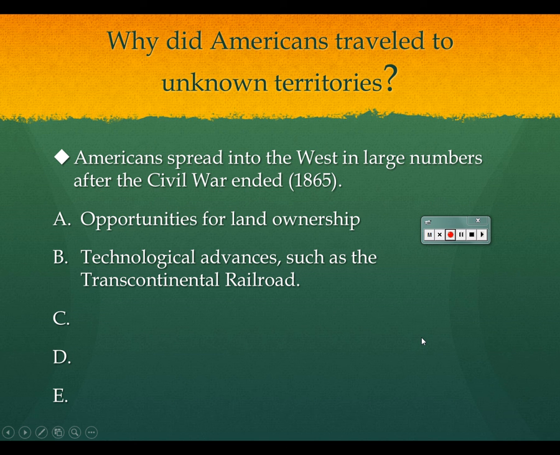Why did Americans travel to unknown territories? Americans spread into the West in large numbers after the Civil War ended. Opportunities for land and technological advances such as the Transcontinental Railroad, the steel plow, and windmills were also reasons many decided to move west.